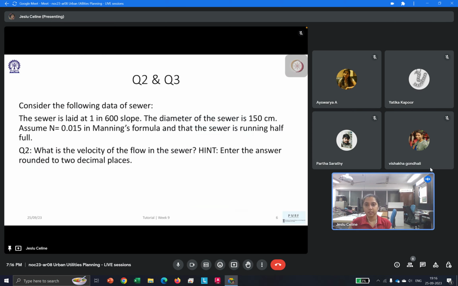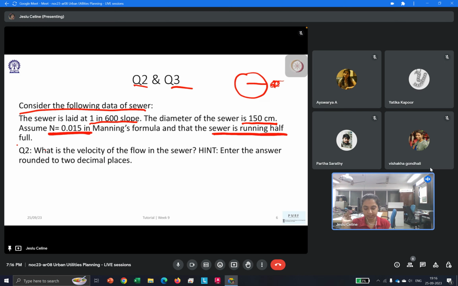So we'll go to the next question. Questions 2 and 3 have two parts. So let's see. The sewer is laid at a 1:600 slope. The diameter of the sewer is 150 centimeters. We'll convert it later. Then we have Manning's coefficient, which is given as n equal to 0.015, and the sewer is running half full. That is what is given in the question.